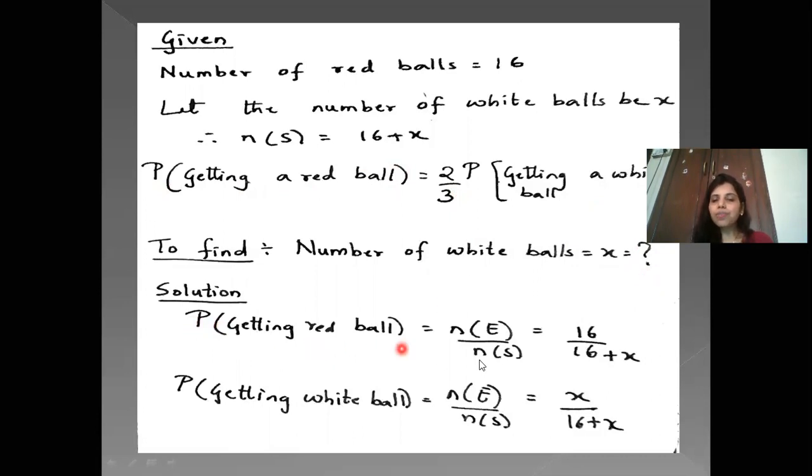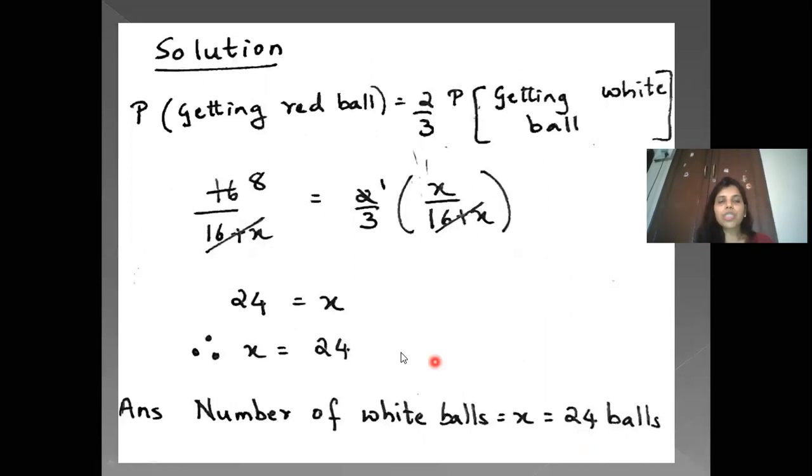Now solution, first find the probability of getting a red ball. When we are finding the probability, number of events will be number of red balls. So 16 upon 16 plus x. Probability of getting a white ball is number of events upon number of sample space, that is x upon 16 plus x. So now you substitute: 16 upon 16 plus x is equal to 2 upon 3 bracket x upon 16 plus x.